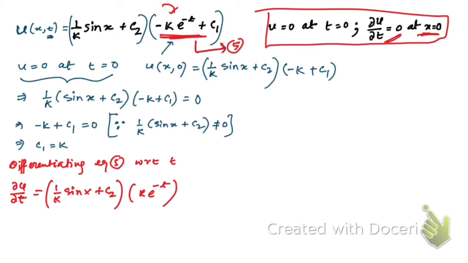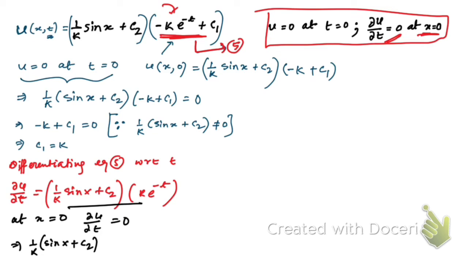Now here you see, at x is equal to 0, du by dt is equal to 0. And what we have got, du by dt is equal to this. So if you replace this by this expression, then what you will get: 1 by k sine x plus c2 into k e to the power minus t is equal to 0. That's what you will get, right?